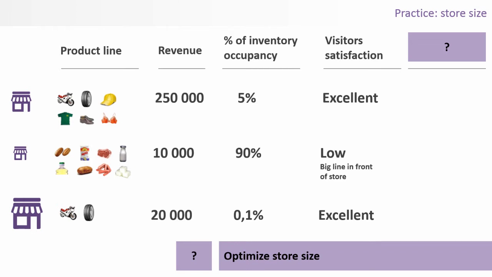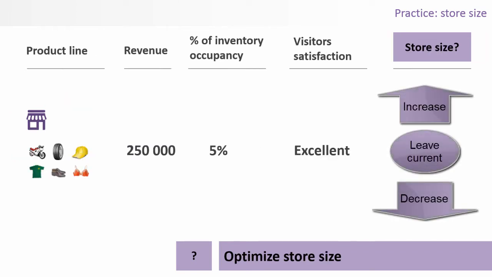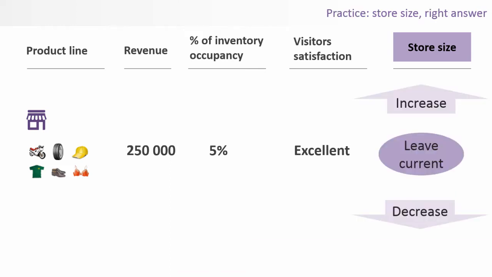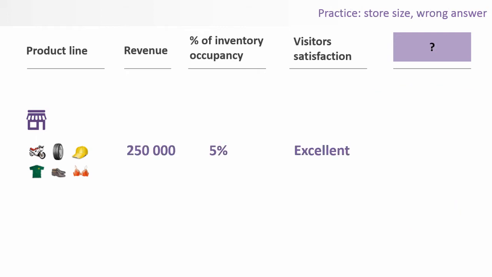Let's move on. You can see the first shop of our list. Which action according to the size should you make? Correct. The store has relatively good earnings at a high level of satisfaction of visitors. The percentage of inventory occupancy is insignificant. Therefore, there is no need to change the size of the store. Your answer is incorrect. Pay attention that the shop has a great level of customer satisfaction with high revenue and an acceptable level of inventory occupancy.